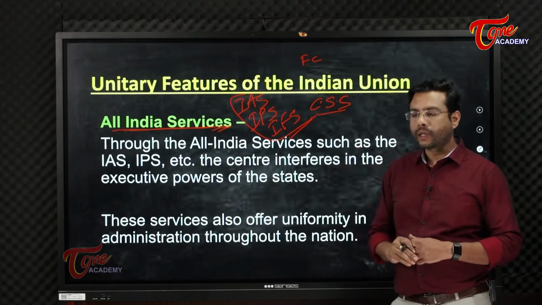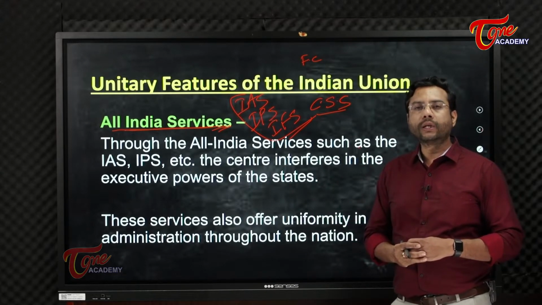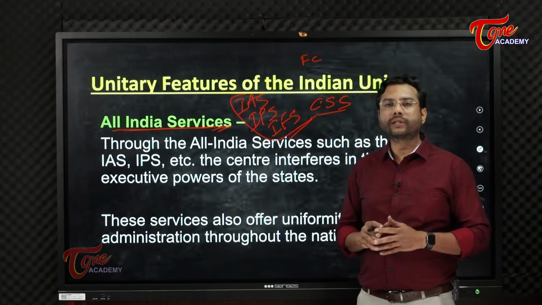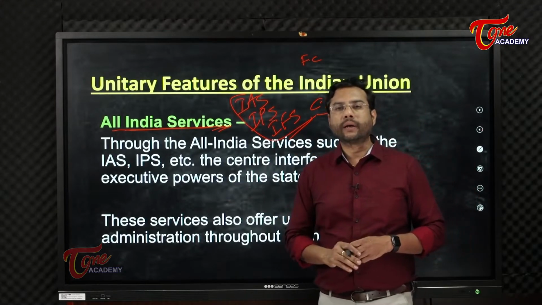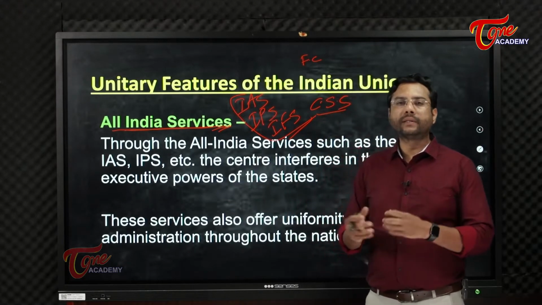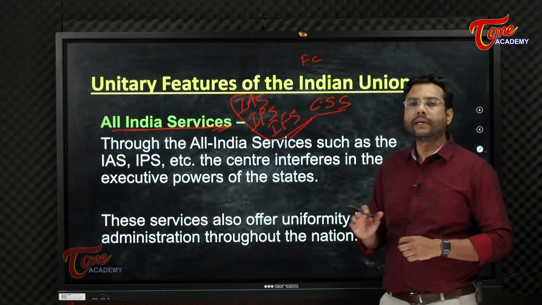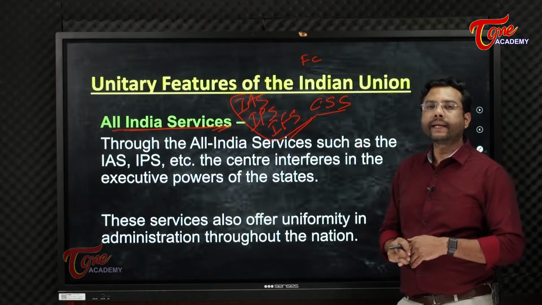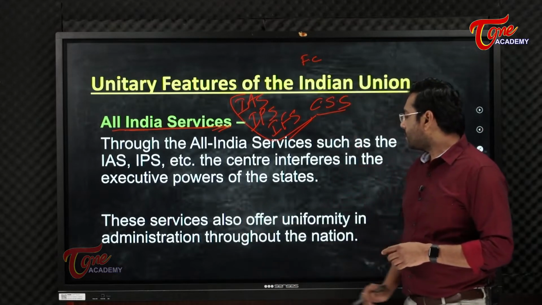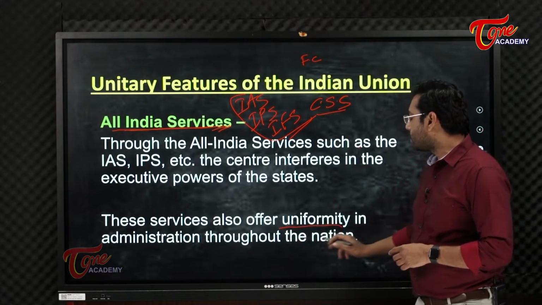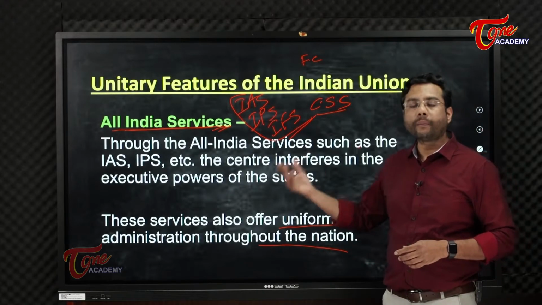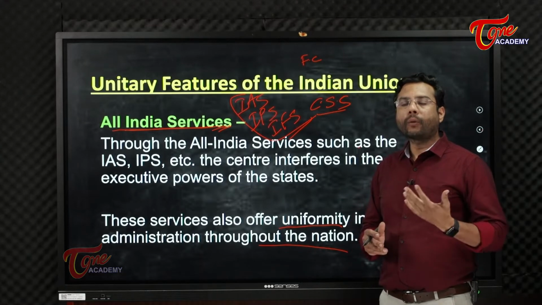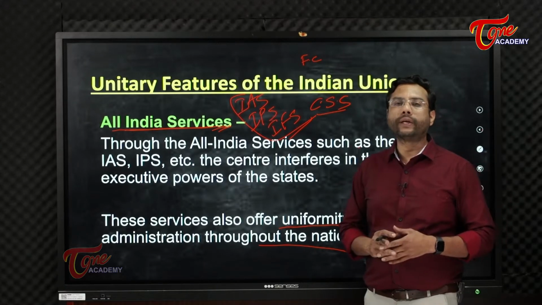These are the services which are recruited and trained by the union government, but posted to the states, but the ultimate disciplinary action would be taken by the union government. The state government would take only basic things. So, though the powers lie with the state government in disciplinary action, the ultimate action would be taken by the union government. So, these services offer uniformity in administration throughout the nation, but may not be in the interest of the state governments. That is the reason why many people or many states have thought of abolishing these All India services.